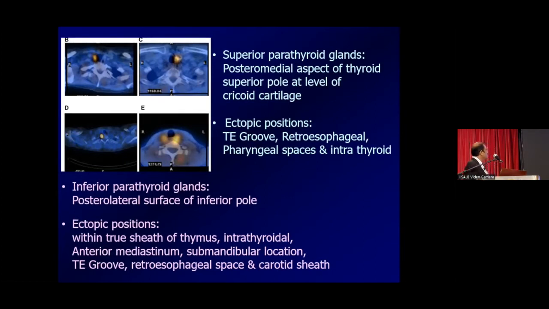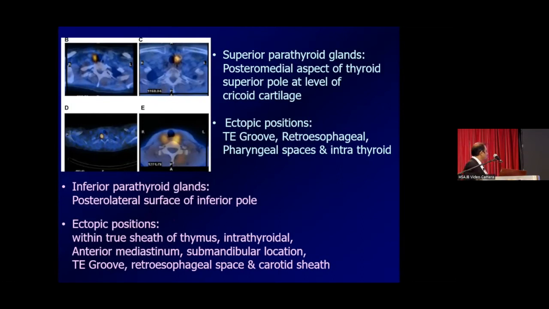So in superior parathyroid gland, you have to look for its site, and also if it is not there, then look for the ectopic positions. On the other hand, in inferior parathyroid glands, you are looking at the inferior pole of the thyroid gland, and if it is not there, then look for the ectopic positions. This is much more challenging when compared to superior parathyroid glands.